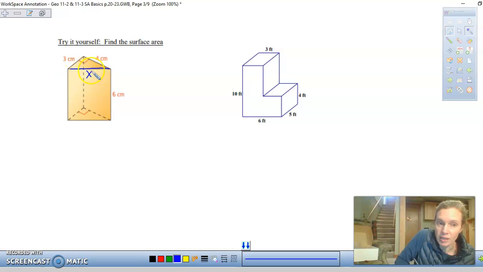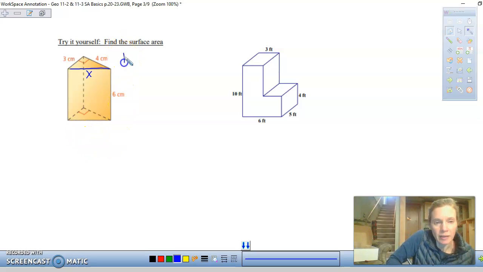So remember, you're going to need to use something. I'll just give you a hint. It's the Pythagorean theorem. You're going to need to figure out this length using the Pythagorean theorem. Please draw all the shapes. So pause and try to find that surface area.